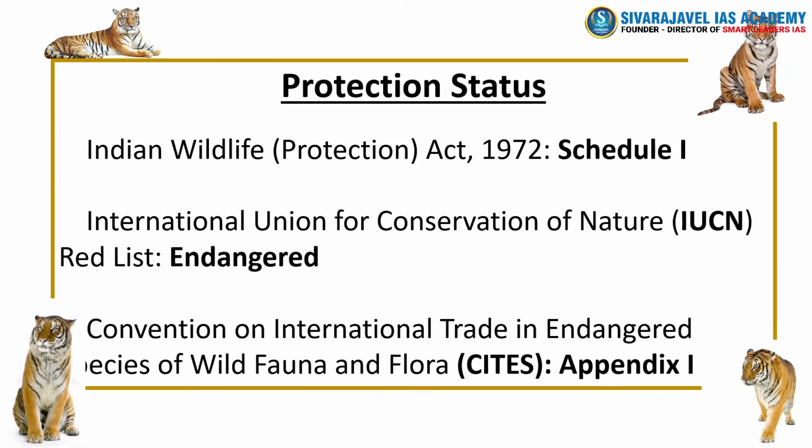And what about the protection status of the tigers? Under the Indian Wildlife Protection Act of 1972, it is under Schedule 1. And IUCN status, it is endangered. It is not critically endangered, it is endangered. And under CITES, it is under Appendix 1. I hope you know what CITES is. It is to control the transboundary movement of animals, not the migration of animals which they migrate on their own, but you carrying them, transporting them for the purpose of poaching. So if you poach animals and carry them transboundary, it will come under CITES.